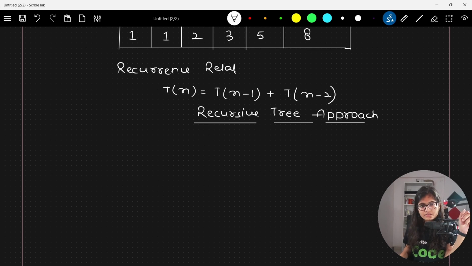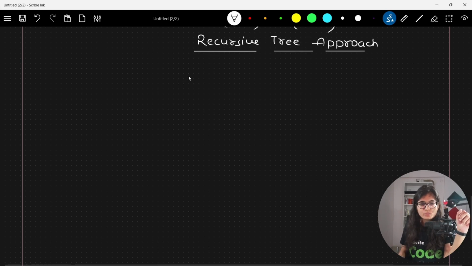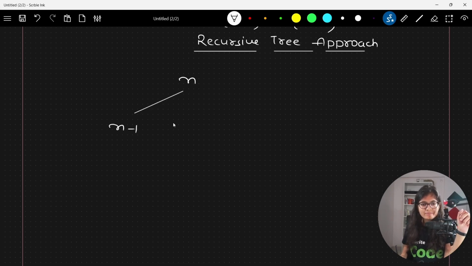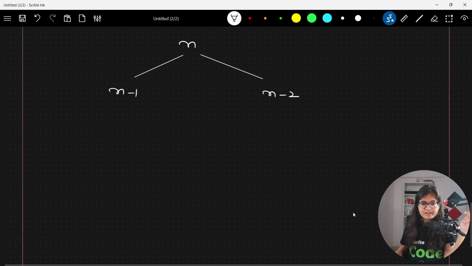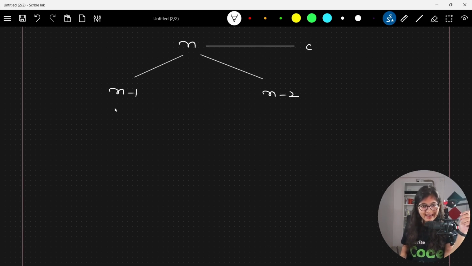Recurrence relation. So here, if you observe what we are trying to do, n is split into 2 parts, n minus 1 and n minus 2. And the cost required for this computation is c only, right? Now again n minus 1 will get further split into 2 parts.